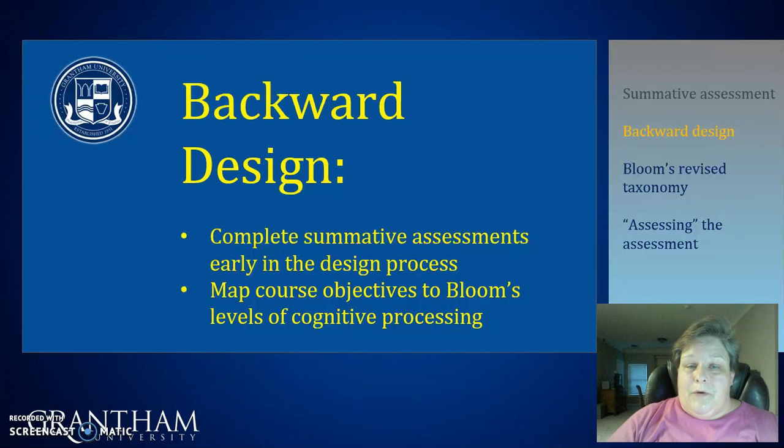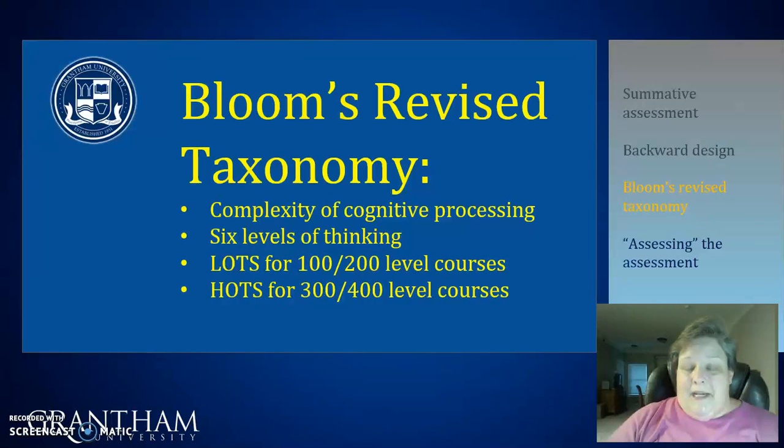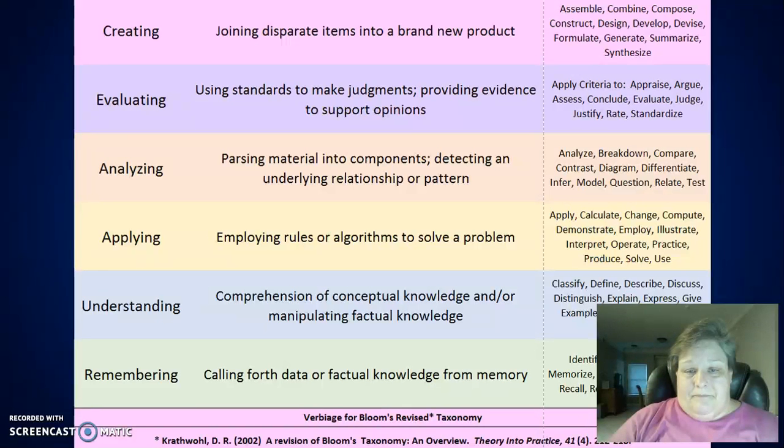Our goal is to map the course objectives with the different levels of Bloom's taxonomy. Now, in Bloom's taxonomy, there's 6 levels of cognitive processing. So in this image, let's take a look at the different levels. Starting at the bottom, remembering, understanding, and applying, these are called the lower order thinking skills, or the LOTS. We would expect to focus on these in the 1 and 200 level courses. As we move up, we look at analyzing, evaluating, and creating. These are the HOTS, the higher order thinking skills. They require a little bit more complexity in processing concepts and ideas. We would expect to see the HOTS used in the 3 and 400 level courses at Grantham University.